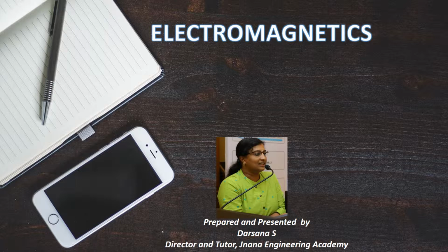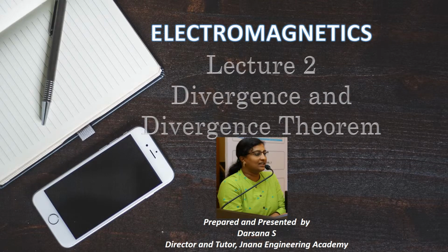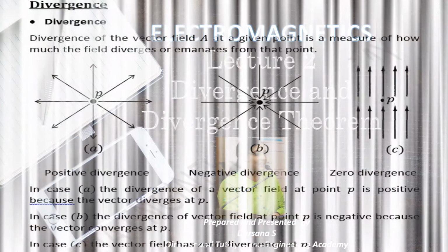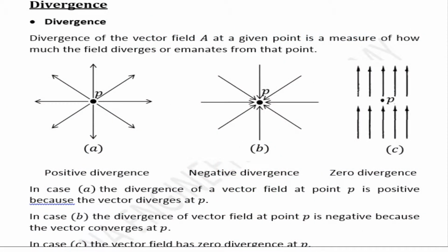So we are continuing with the lecture on electromagnetics, and this is lecture 2, divergence and divergence theorem. So today we are discussing the divergence of a vector and the divergence theorem. So we start with divergence. Divergence is a very important parameter regarding the vector field.